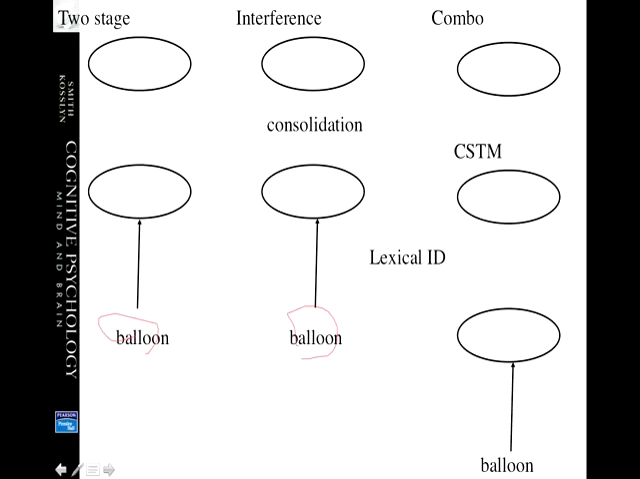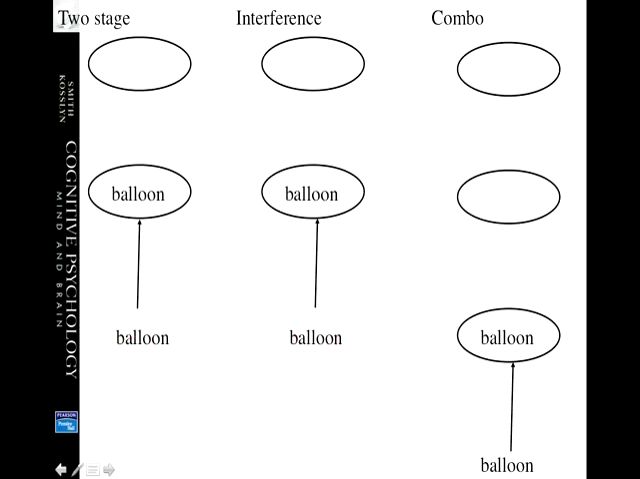Okay. So balloon has moved up here. What happens next is that balloon is going to continue along in the two-stage model to working memory here at the top. And in the interference model, you'll see what happens, and then it's gonna move up a bubble essentially. So let's do that.